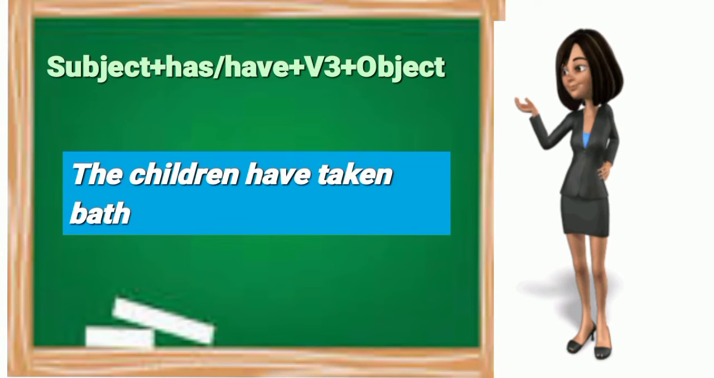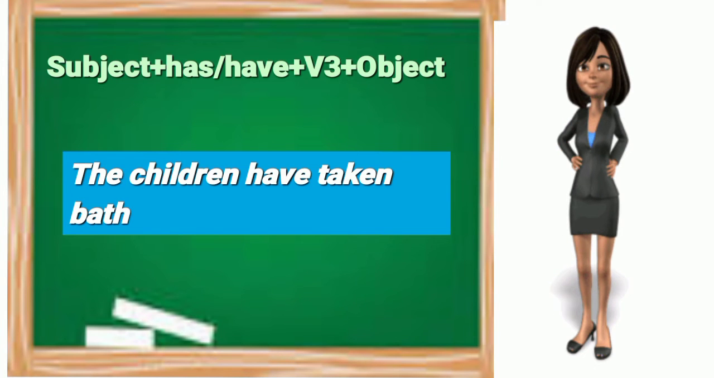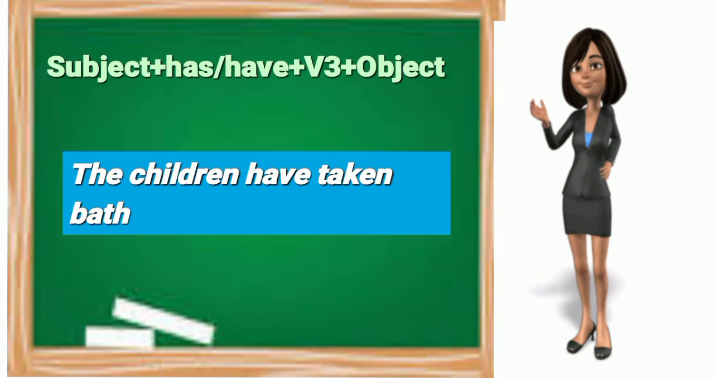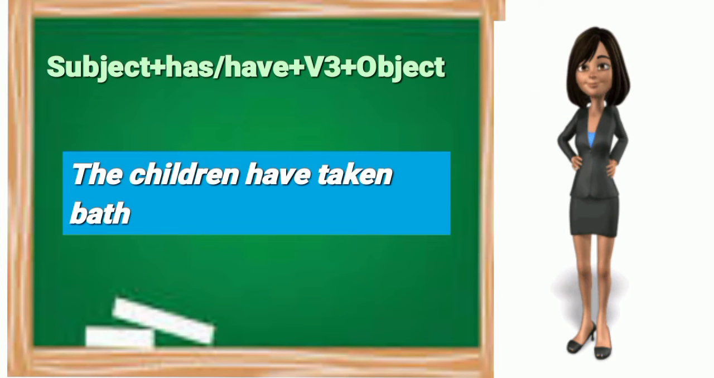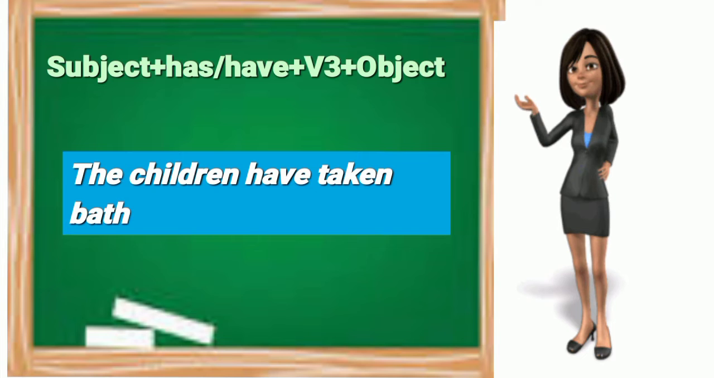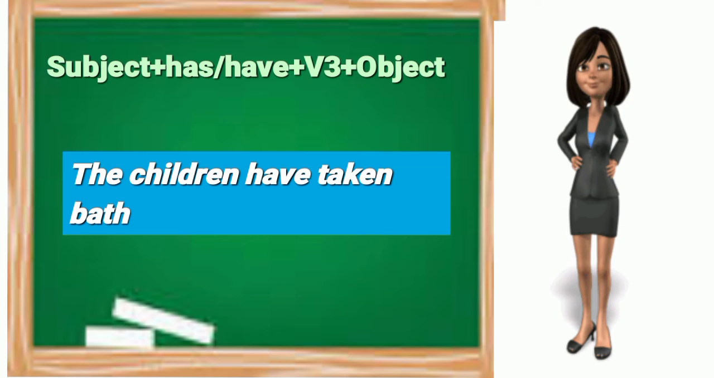So why is it that our subject is children and our helping verb is have? Once our subject is plural, dapat ang kasunod po is plural sad. Dapat ta mogamit og has if our subject is singular.